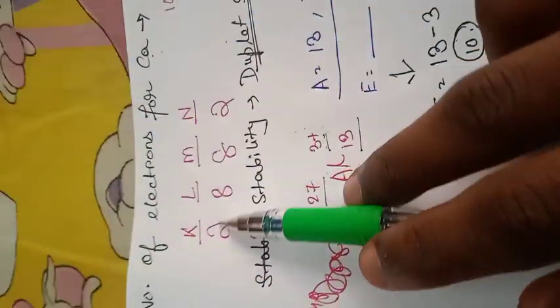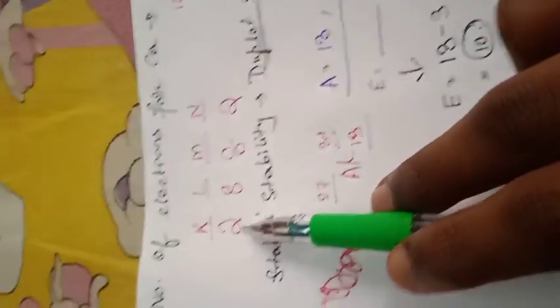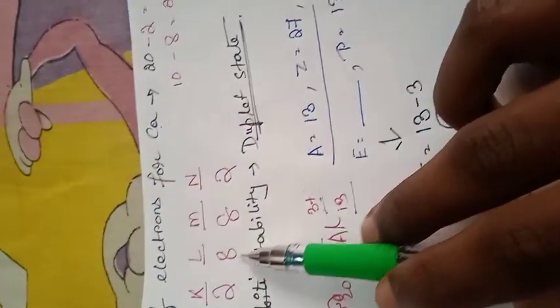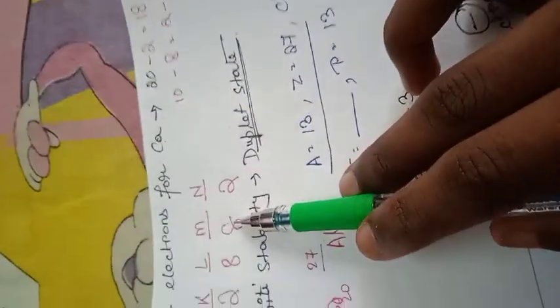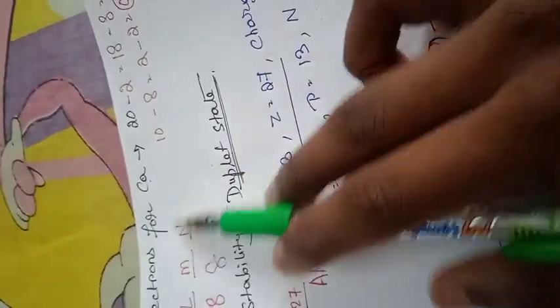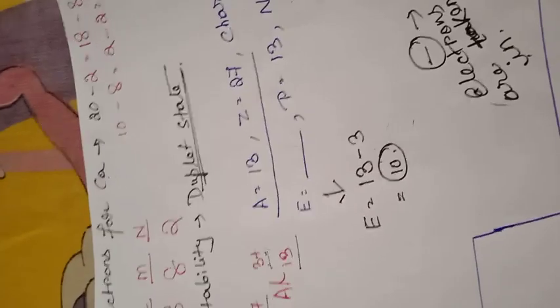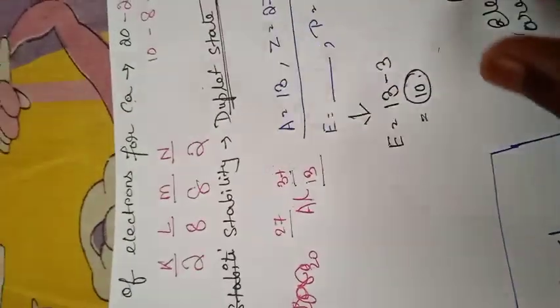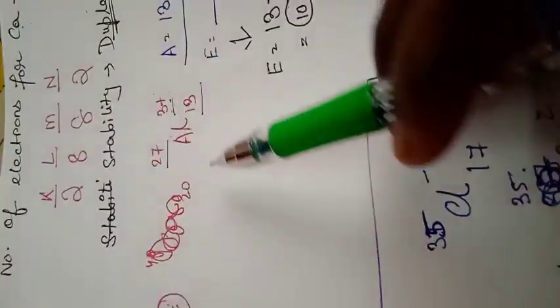The number of electrons for calcium was 20. Now let us do the electron configuration. At first we place 2 electrons in the first shell, so 20 minus 2 becomes 18. Second shell, 18 minus 8 becomes 10. Then in the third shell, again we place 8 electrons, and 10 minus 8 equals 2. And the fourth shell, we have 2 electrons, so 2 minus 2 is 0. Now, what is the stability? Stability is duplet state or duplet stability.